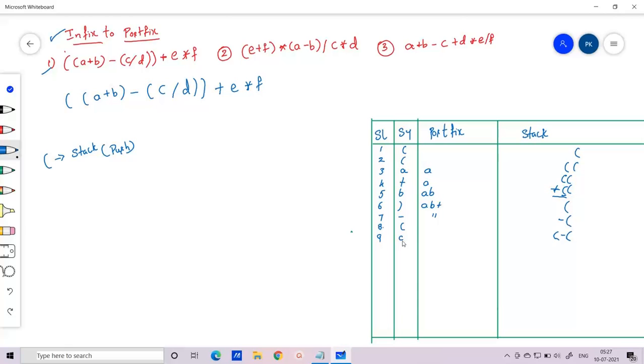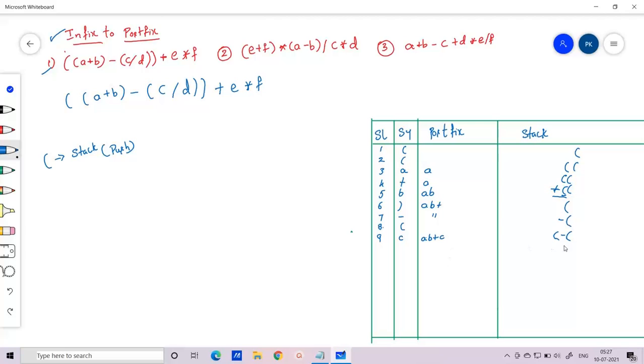So c is what? c is an operand, so an operand has to be written onto the postfix. So I'll get the result as ab plus, and this plus will be followed by c.